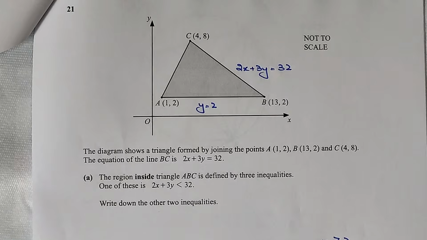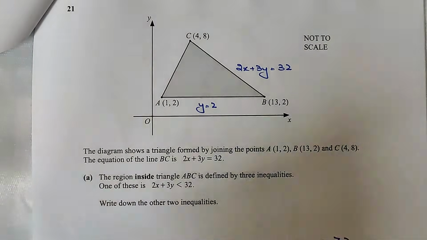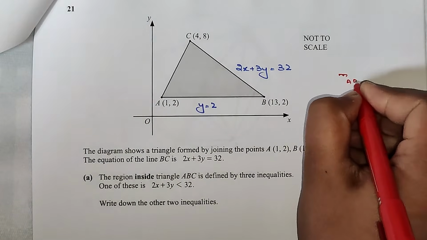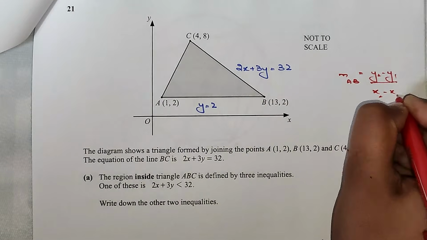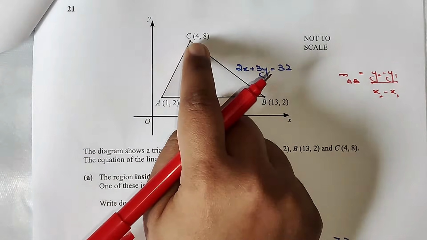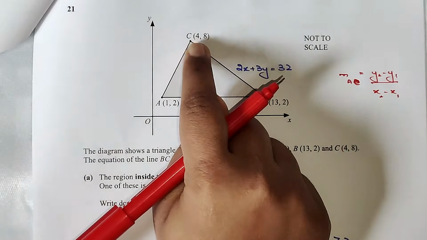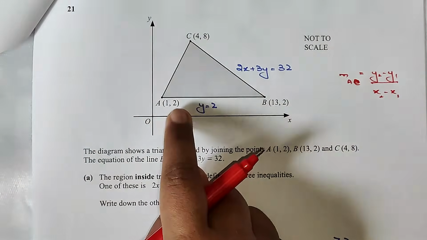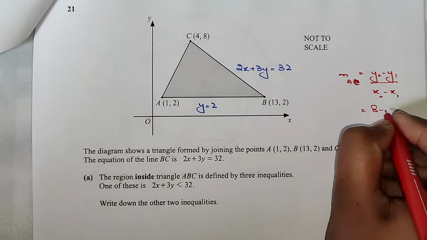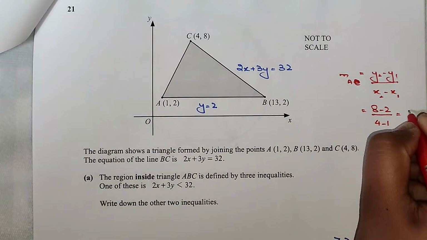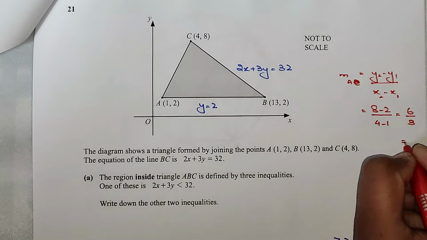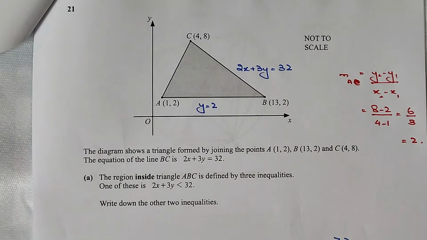Okay, now let me find the equation of the line for AC. We have been given the 2 points, so we can easily find the equation of line AC. First we need to find the slope of AC. As we know, the slope is y2 minus y1 over x2 minus x1. So A is x1, y1, and C is x2 and y2. y2 minus y1, this would be 8 subtract 2, over x2 minus x1, this would be 4 minus 1. So this would be equal to 6 over 3, and 3 times 1 is 3, 3 times 2 would be 6. So the slope would be 2.